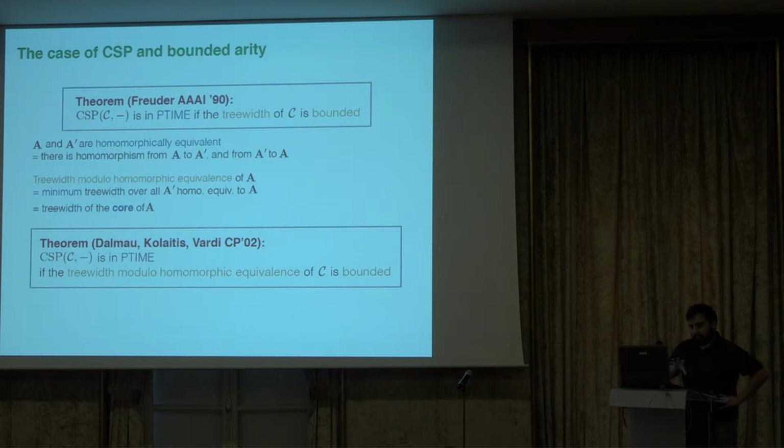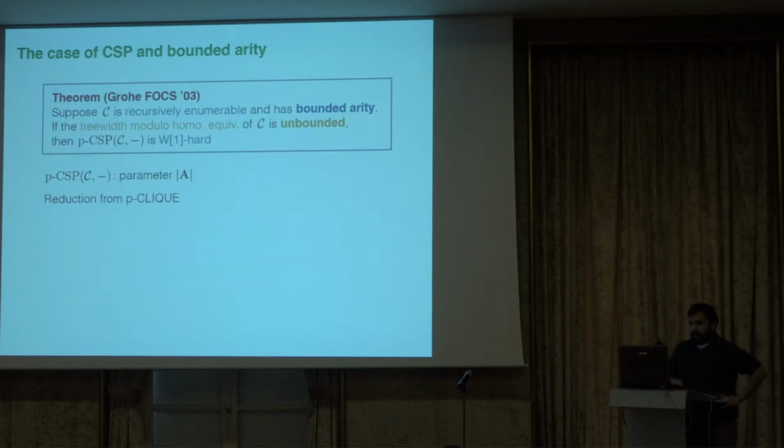And what we have is that the CSP of C is in P time when the tree width modulo homomorphic equivalence of C is bounded, okay? Then we have a matching hardness result with respect to parameterized complexity in the case of bounded arity, which says that when the tree width modulo homomorphic equivalence is unbounded, then this problem is W1-hard. The problem that we consider is a parameterization with respect to the size of A, which is the left-hand side structure. The proof is a reduction from the parameterized version of clique, which is a well-known problem that is hard for W1. It's complete, actually. Okay?